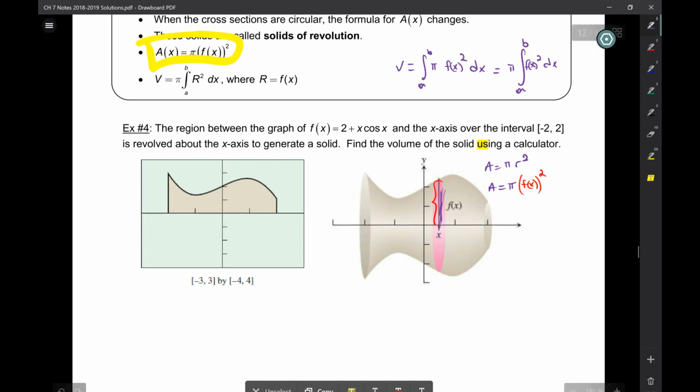The region between the graph of f of x equals 2 plus x cosine x and the x-axis, so here we go. Now we have f of x and the x-axis. This is an important point, because you have to know where your region starts and where your region ends. So your region is going to start there and end right there. And now that is being rotated across the x-axis. From the interval -2 to 2, it's being revolved this way around the x-axis. And when you revolve it, this is the shape that you get. Isn't that a cute little shape? It's like a vase.